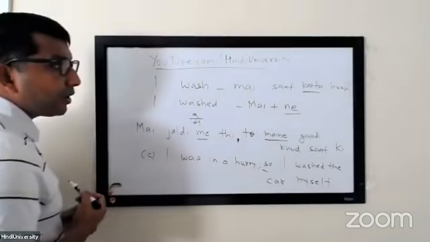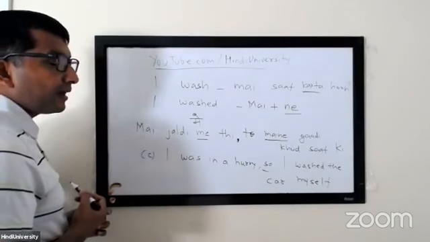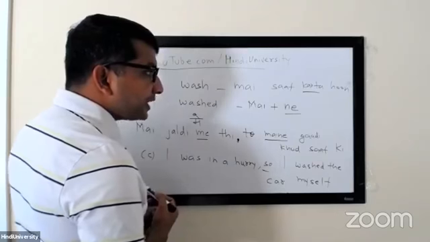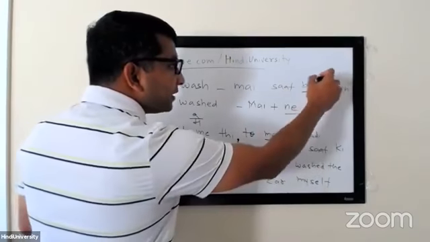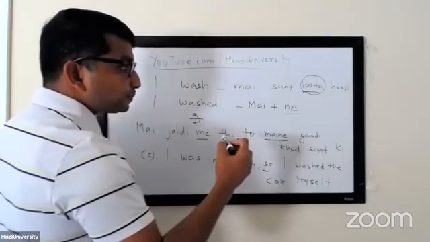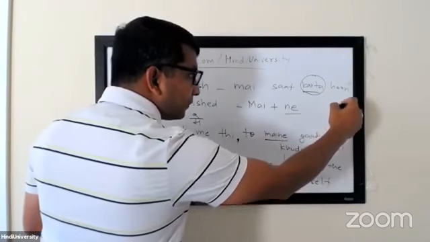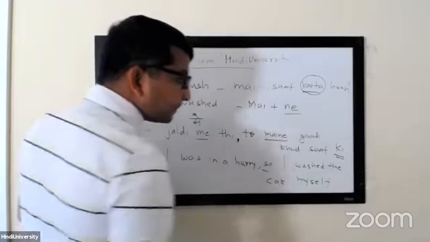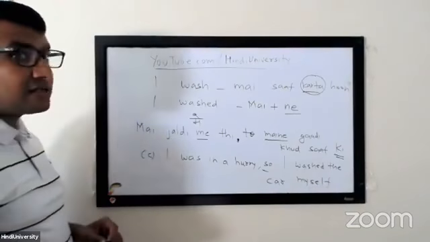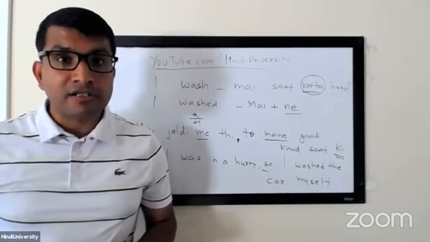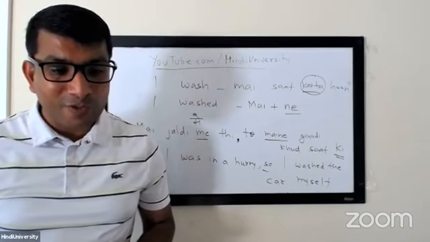Okay, now because this is a transitive verb used in the past tense, your object is determining the form of karna. Because car is feminine, karna becomes ki. Okay, if it is house, मैंने खुद घर साफ.